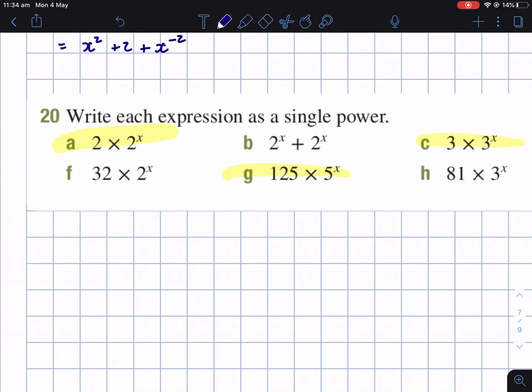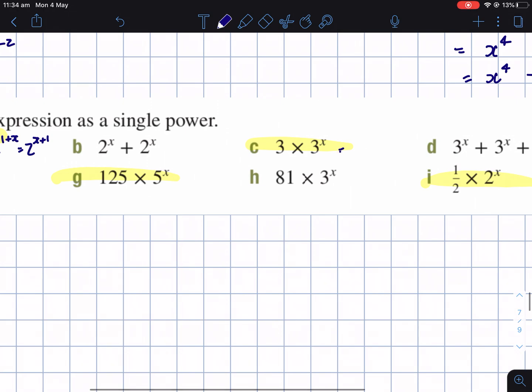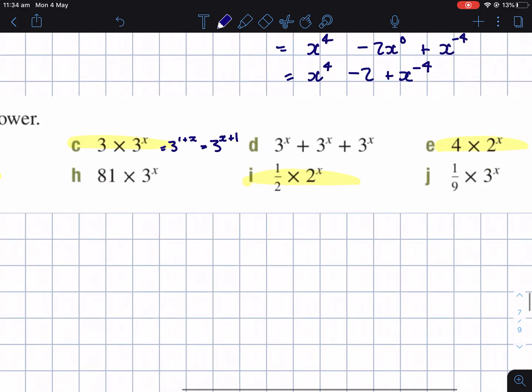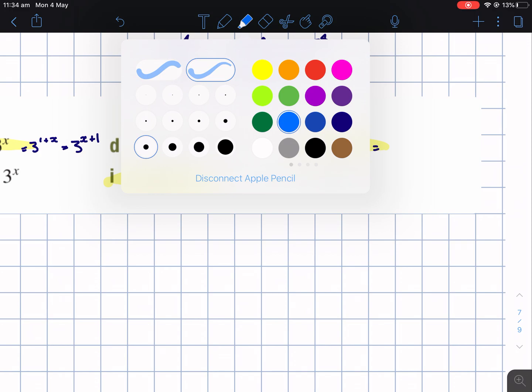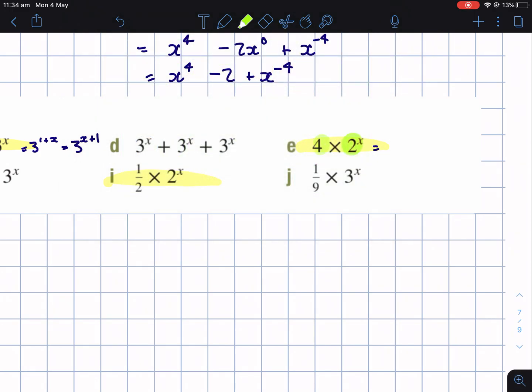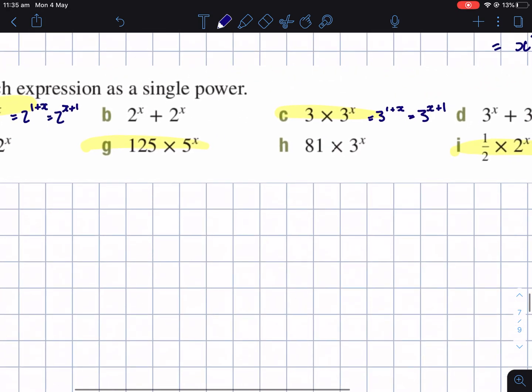Alright, this is the same as 2 to the 1 times 2 to the x. So that's 2 to the 1 plus x, or 2 to the x plus 1, it doesn't matter. Same here, 3 to the 1 plus x, or 3 to the x plus 1, doesn't matter. Here, that's the same as. Now, I'm going to pick the smallest power. So 2. 4 is 2 squared. So I've got 2 squared times 2 to the x. So this is 2 to the x plus 2. It's just nice to have the x first.